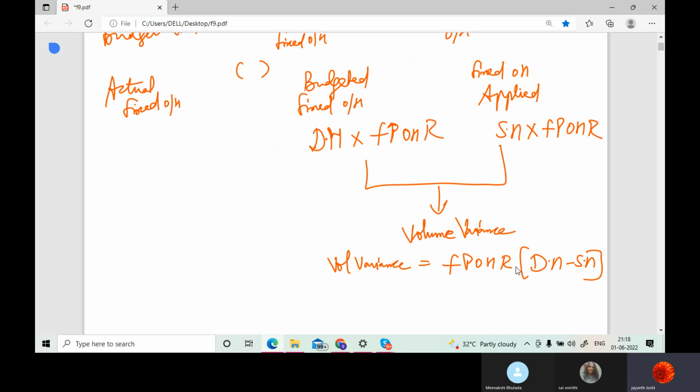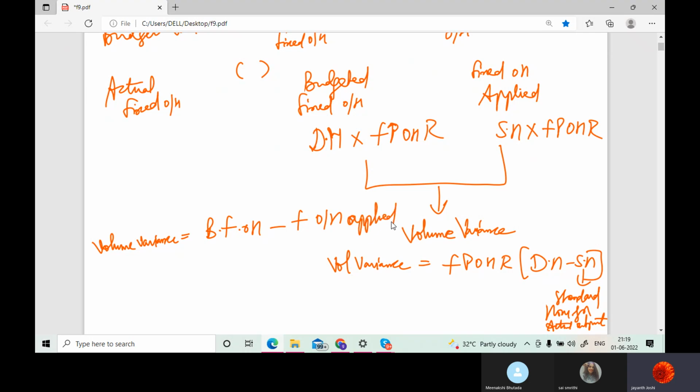So this I will write. This is the fixed predetermined overhead rate. This is denominator hours. This is standard hours for actual output. So volume variance is equal to budgeted fixed overhead minus fixed overhead applied to work in progress.